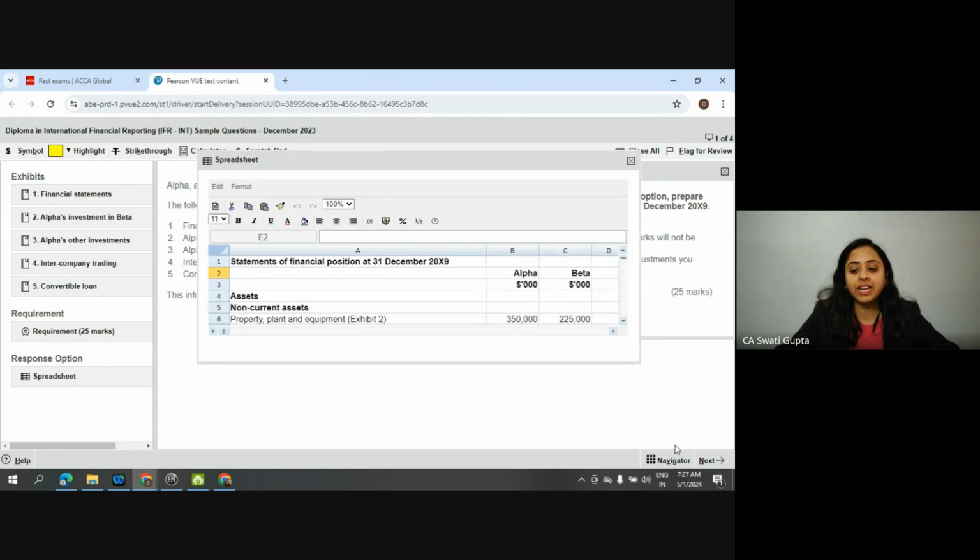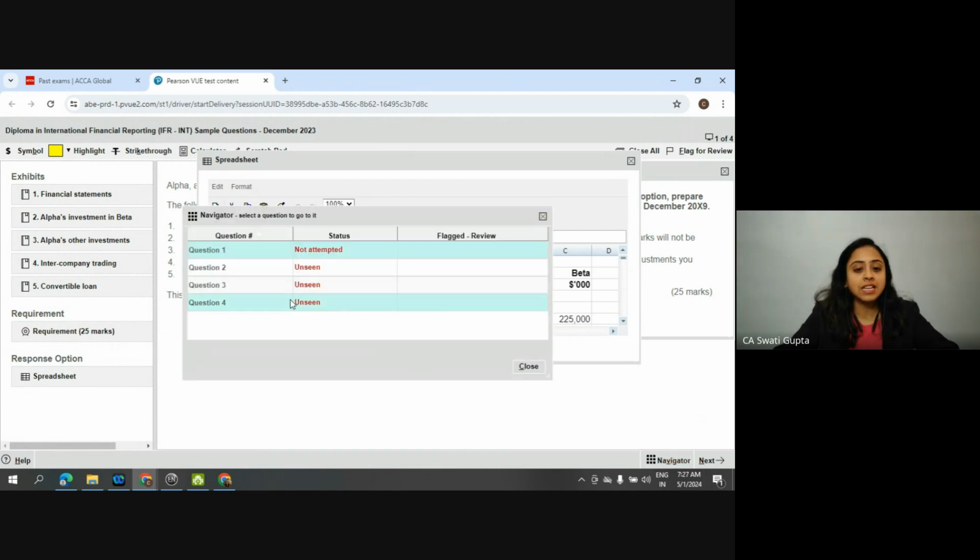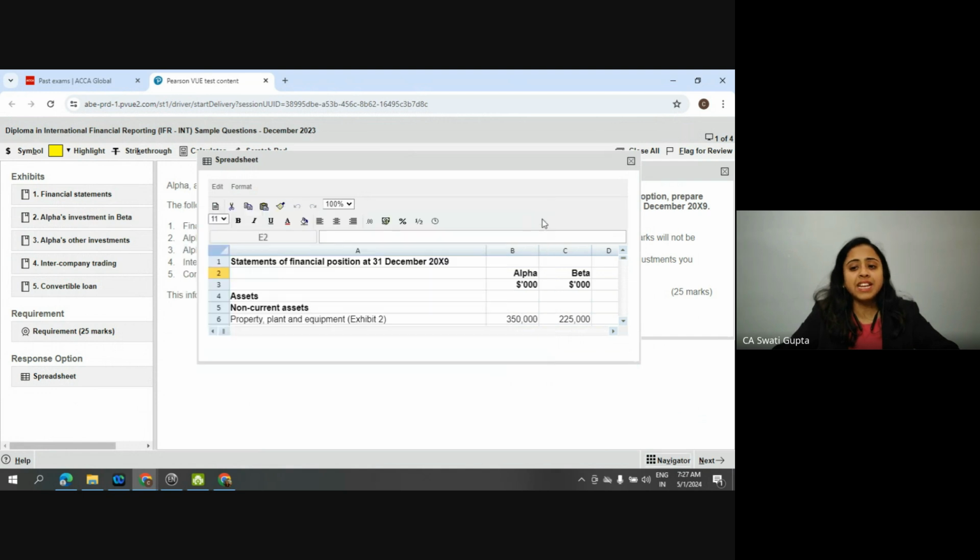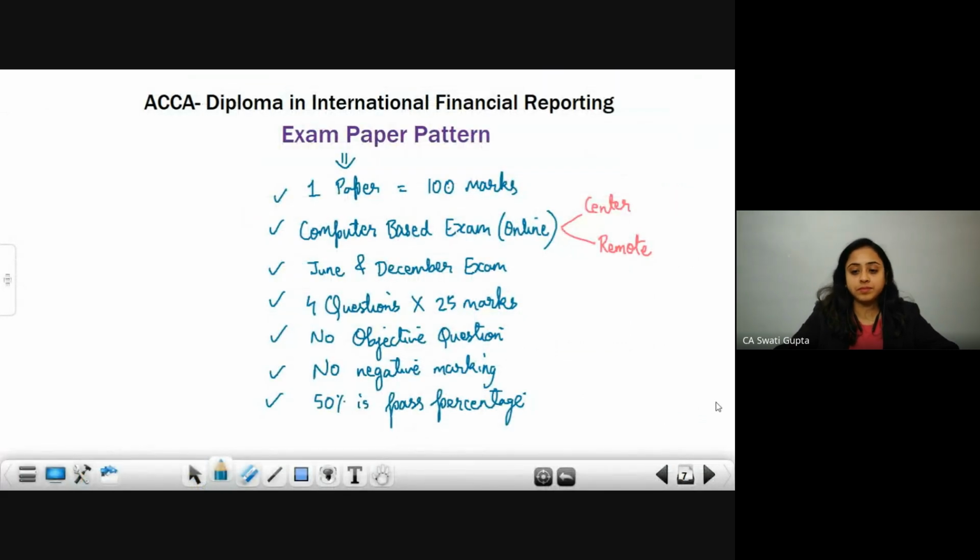From the navigator, you can look at this. There are 4 questions. Right now I've started this and it is unattempted, so here you get the status. Once you attempt it, it shows as attempted. So in case you have first answered the second question, then you can come back to the first one. Okay, good. I think we are good to start with our course.